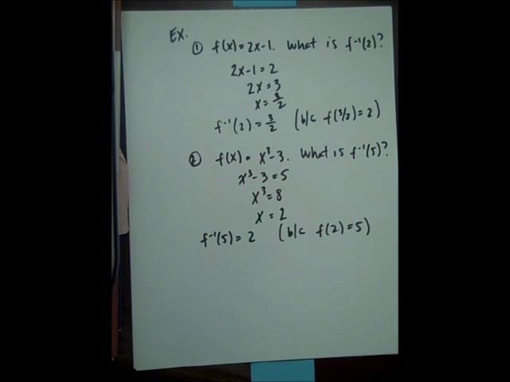So whenever you're trying to find an inverse, if you're given a table, work backwards. Start with your range, go back to your domain. If you're given a function and you want to know the inverse, you set the function equal to that number and solve for x.